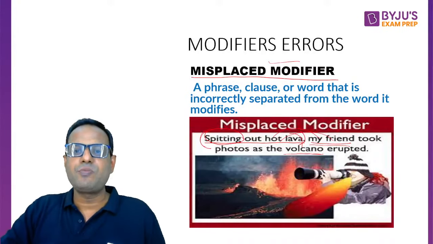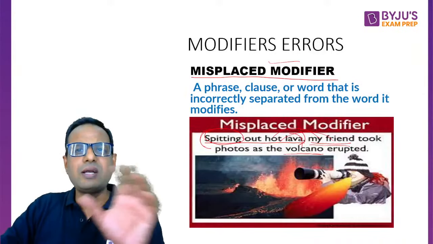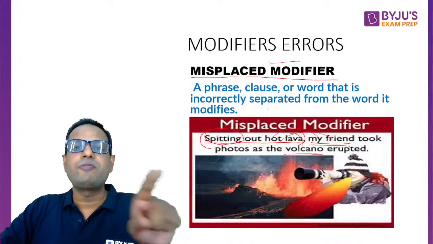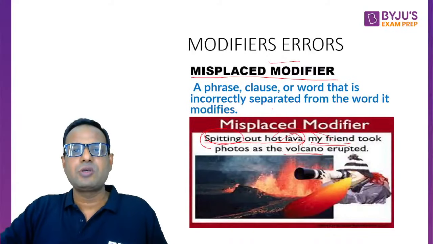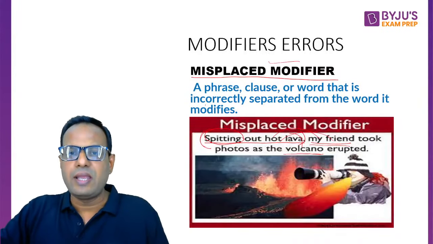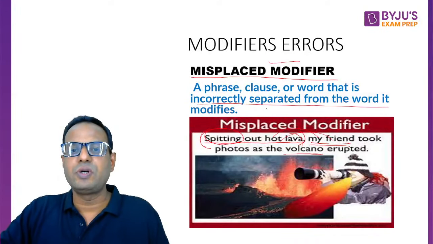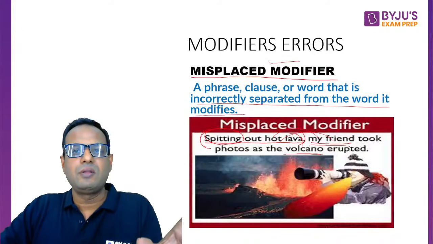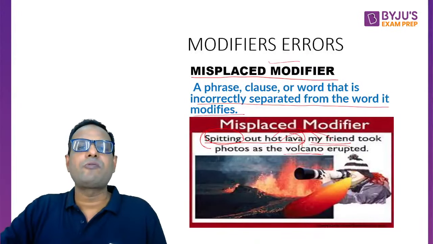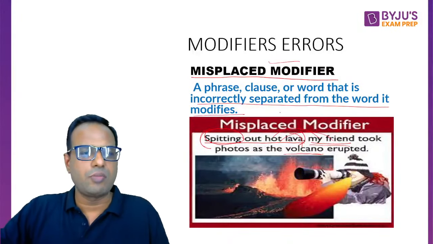So what is a misplaced modifier? A phrase or a clause that incorrectly modifies or refers to the wrong subject or a wrong object. It is incorrectly separated from the word it modifies. So it is misplaced. And what kind of error do we find in misplaced modifier problems? Let us talk about them.